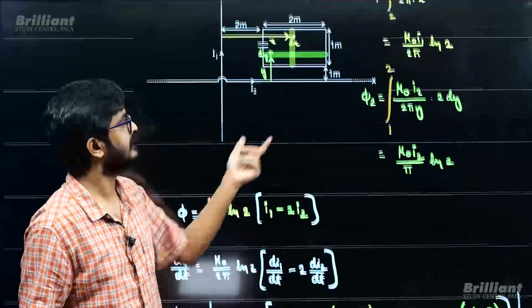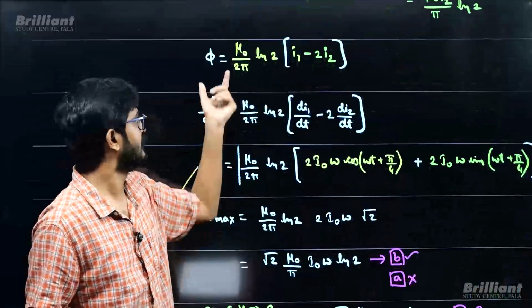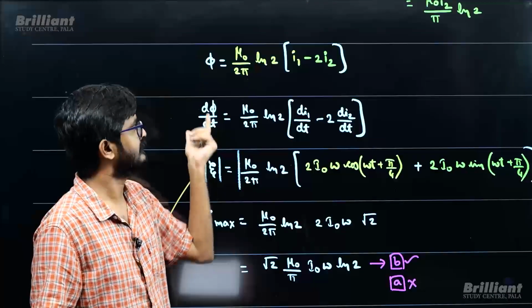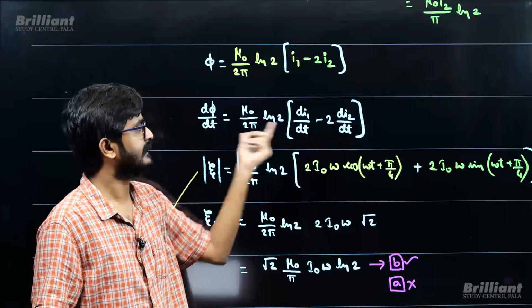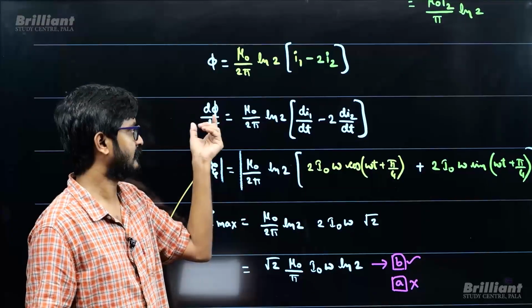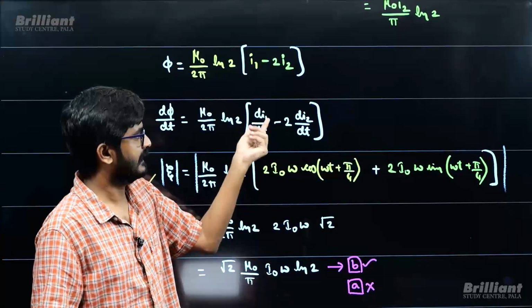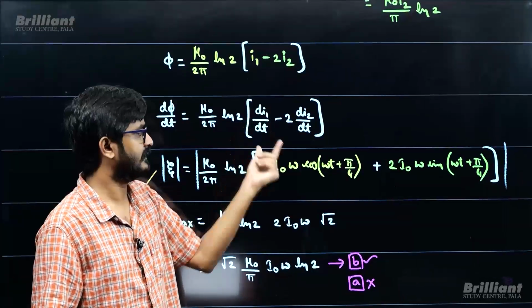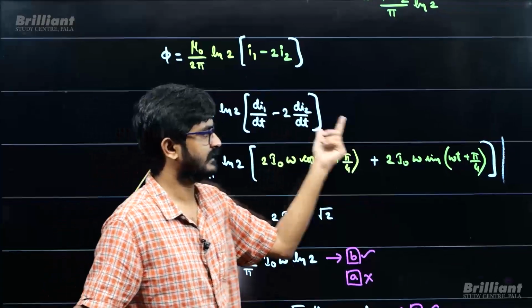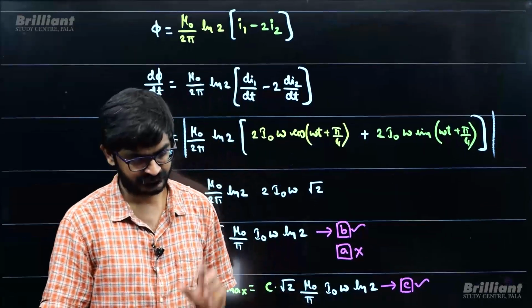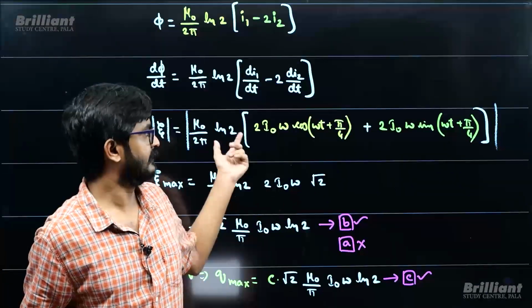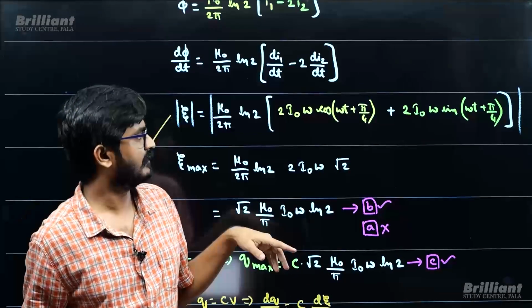Now if I want to find the induced EMF, then I need to see at what rate the flux is changing. So I am differentiating it. This is the rate at which flux is changing, or the magnitude of EMF induced. Now dI1 by dt, I1 is given in the question, so I can differentiate it and substitute it here. I2 is given in the question, I can differentiate it and substitute it here. So that's some induced EMF, but they are asking what is the maximum value of induced EMF.